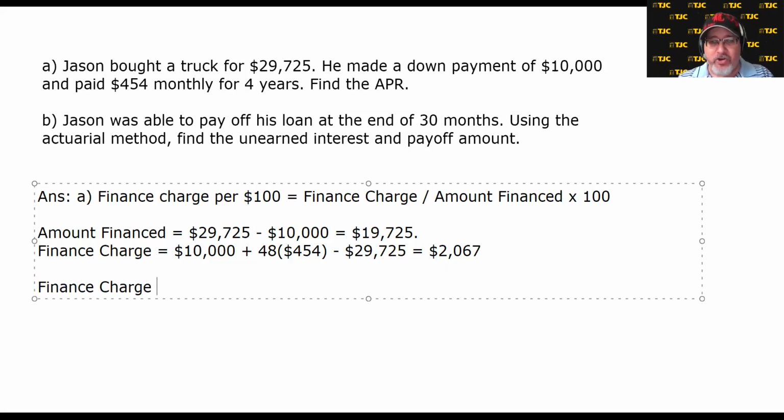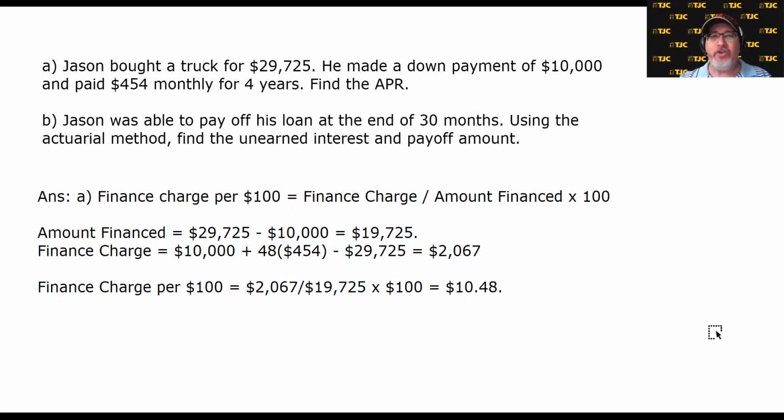What's the finance charge per 100? That would be the finance charge, which we just calculated is $2,067, divided by the amount financed, $19,725, times $100. 2,067 divided by 19,725 times 100 to the nearest cent, $10.48. And now that we have the finance charge per 100, let's highlight it so that it stands out. Now that we have this, and we know that it takes 48 payments, we can use the APR table to look up the APR.